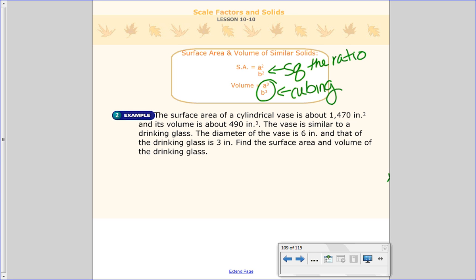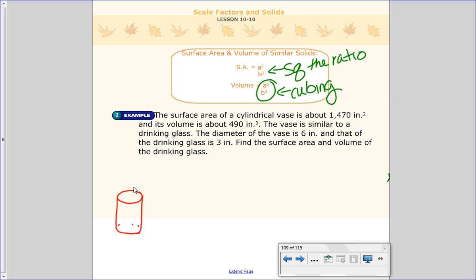What we need to first start with, though, is finding that ratio. So we're going to ignore what the volume is, and we're going to ignore what the surface area is. We know we're comparing a vase and a drinking glass. And I'm going to try to draw it. It's not going to be very pretty, but I'm going to draw it. Here's my drinking glass, all right?